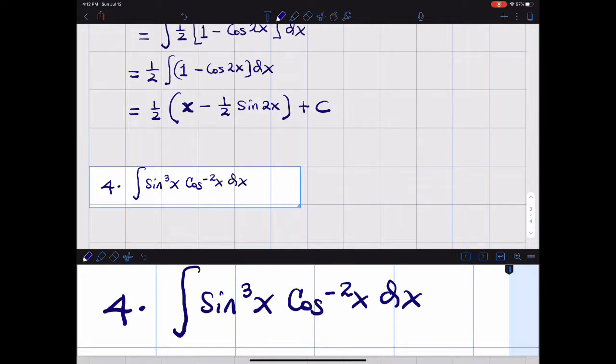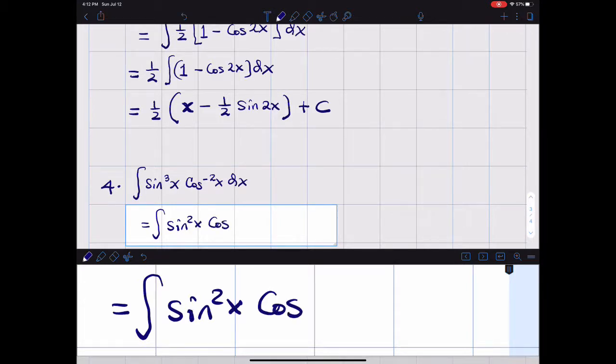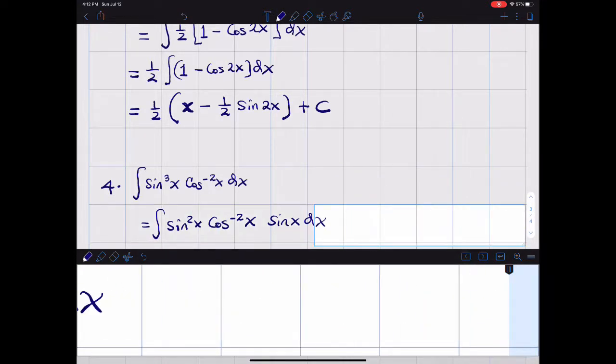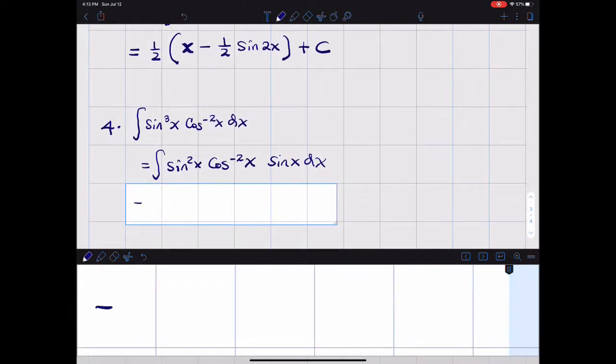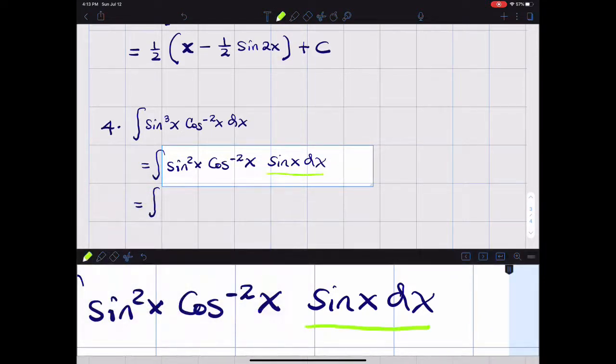If you look at this, sine has the odd power, so we can factor out a sine. So this is the integral of sine squared x cosine to the power of negative 2 x, and then sine of x dx. Everything should be rewritten in terms of cosine. Why? Because we factored out a sine, and this is going to help us with our u.